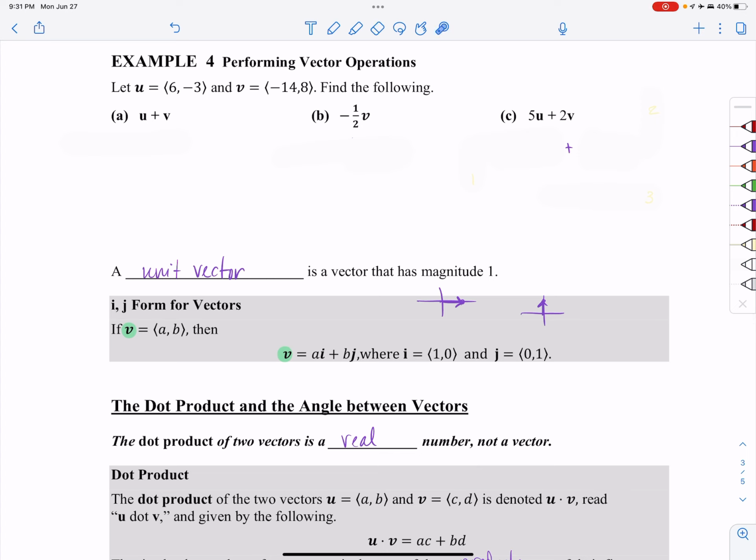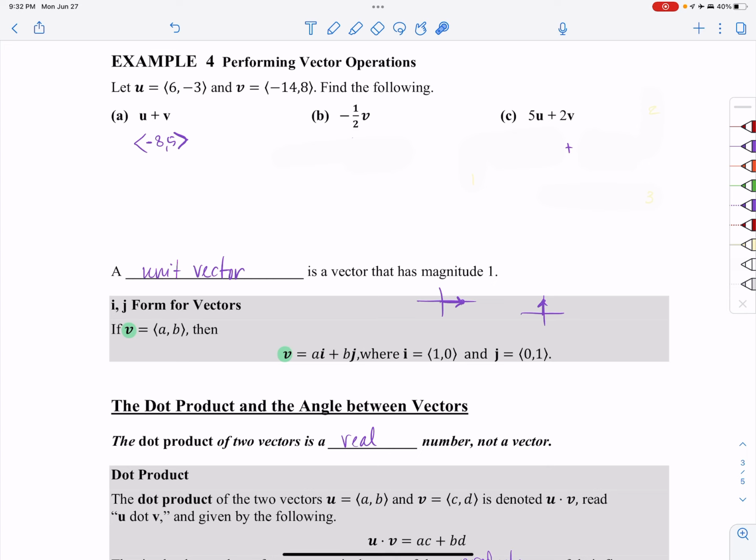Notice that I have been given two vectors, vector u and vector v. And the first thing I'm going to do is simply add those two vectors. So we're combining like terms. That means you're going to add the horizontal pieces and you're going to add the vertical pieces. Add the x's, add the y's is essentially all you're doing there. And so when you take your 6 plus a negative 14, that's where you get negative 8, and a negative 3 plus an 8 is going to give you 5.